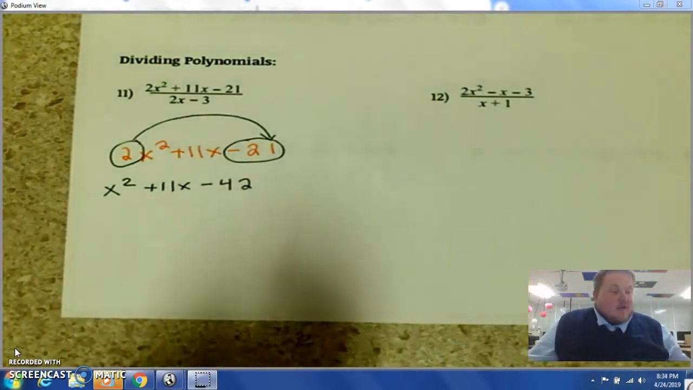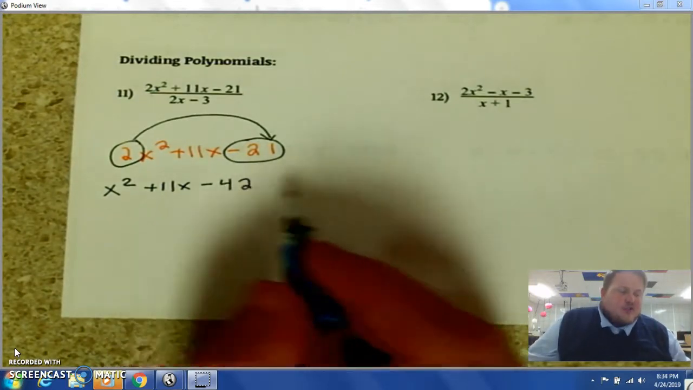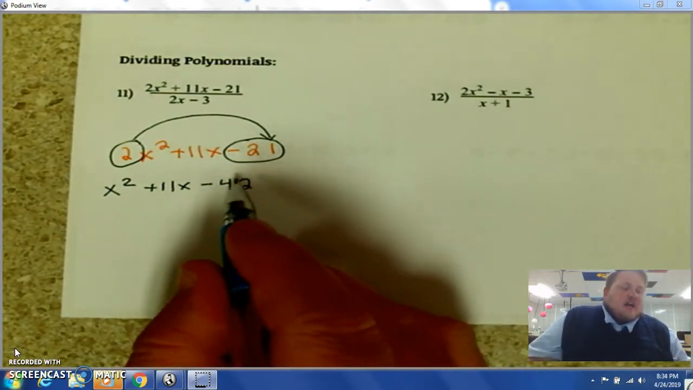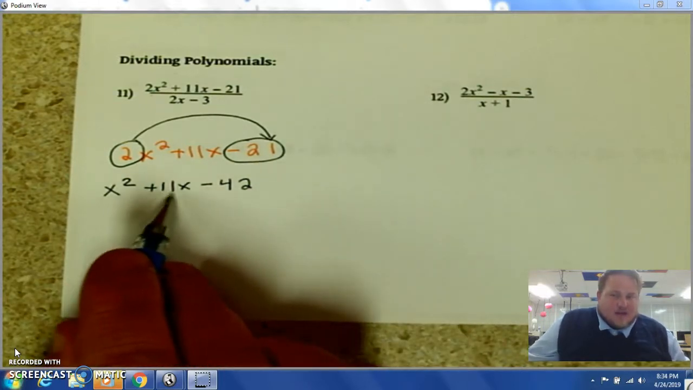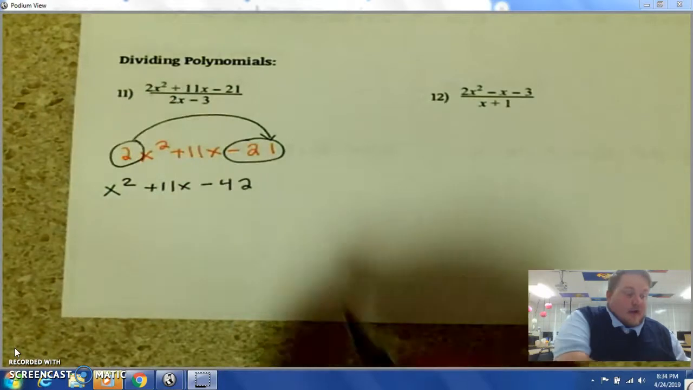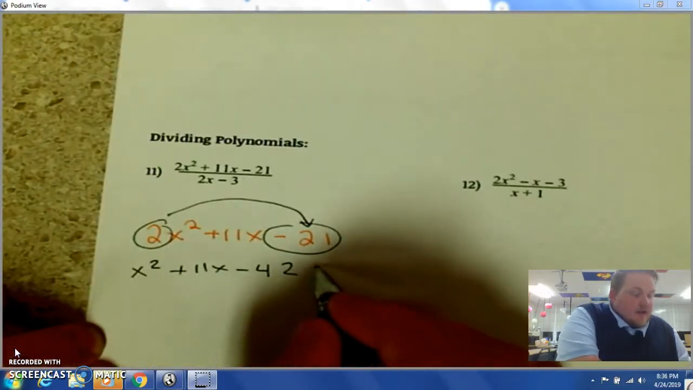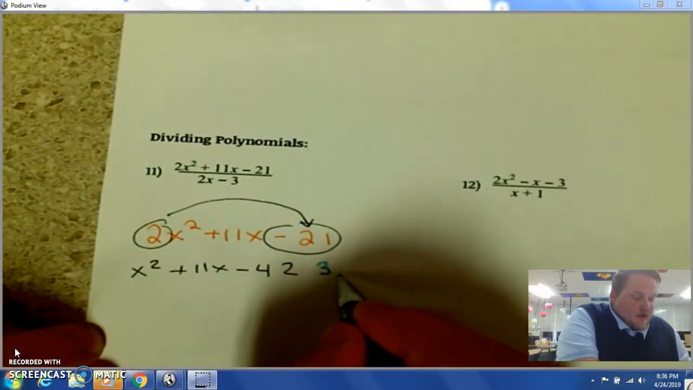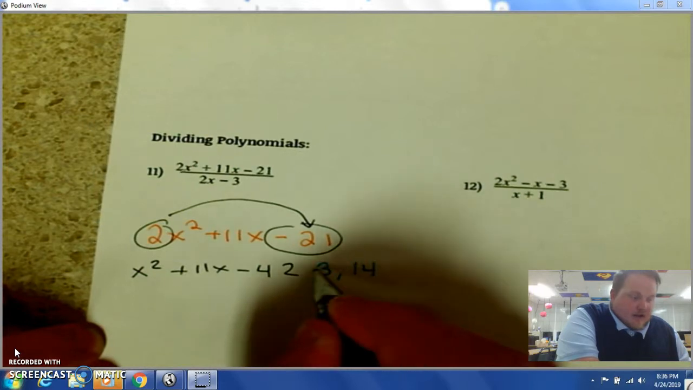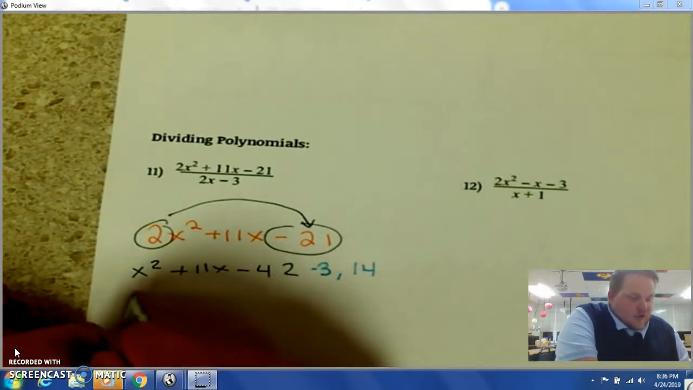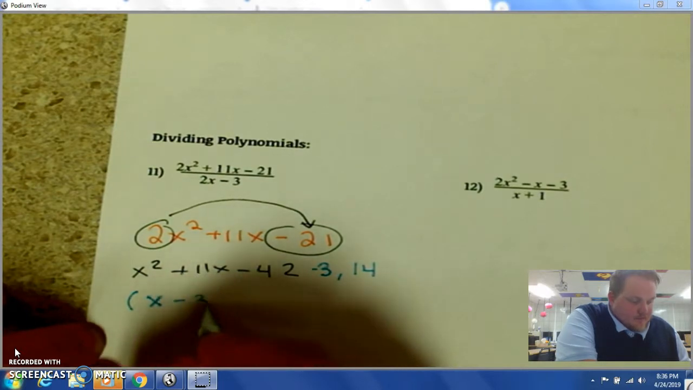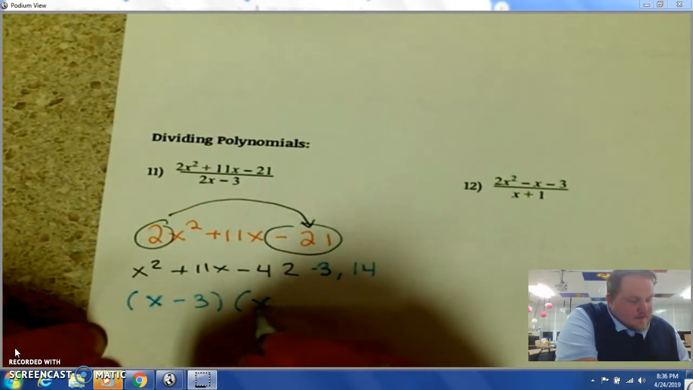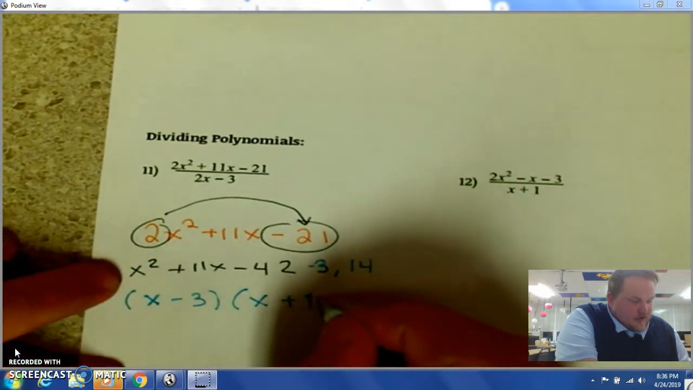And you may have to fiddle around and be like, okay, 2 times 21 gives me 42, but it doesn't give me 11, and keep playing around until you get negative 3 and 14. So here we're going to do x minus 3 and x plus 14.